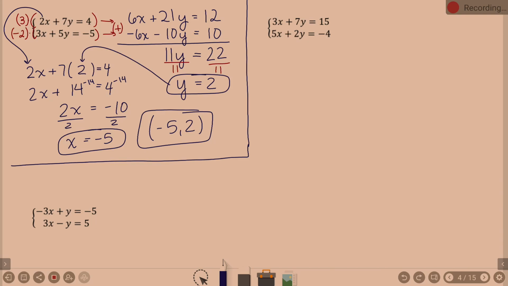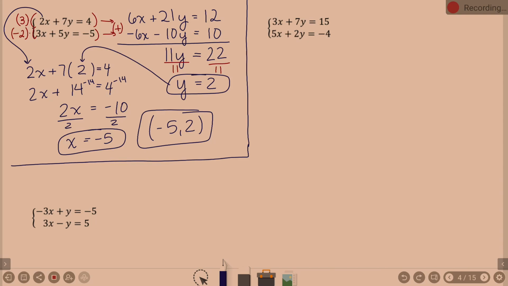Next example. 3x plus 7y equals 15. 5x plus 2y equals negative 4. Same issue, right? What are options here? Ian? Okay, it says multiply by 5 and negative 3, and that will make us have our 15x's, right? What's the other option? 7, negative 2. Okay, 7 and negative 2 to give us our 14y's.